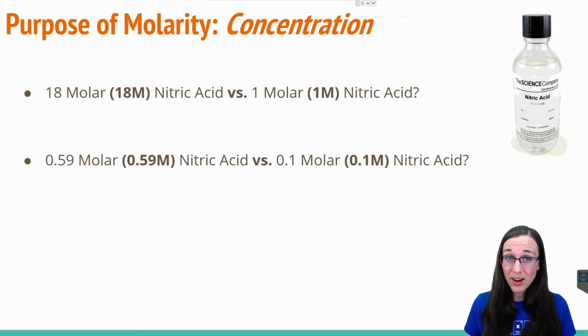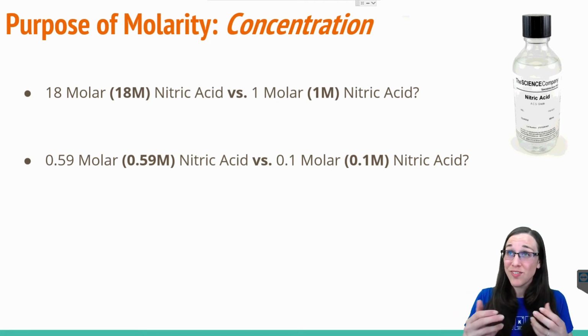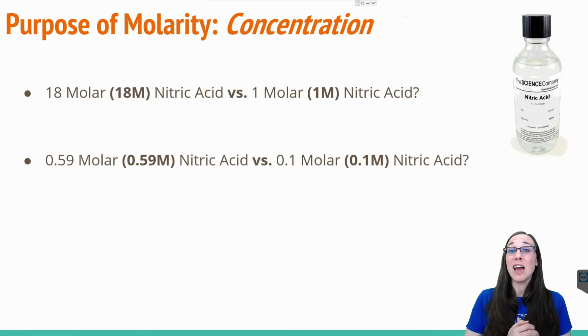Likewise, if you're comparing concentrations of less than 1, like 0.59 molar nitric acid compared to 0.1 molar, the 0.59 is a larger value, therefore more concentrated and more caustic than 0.1 molar in comparison.